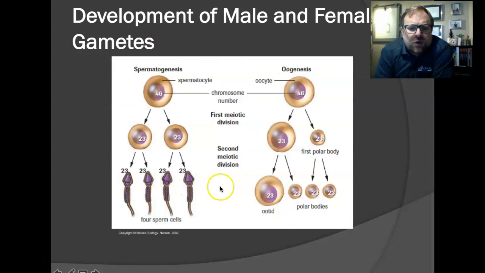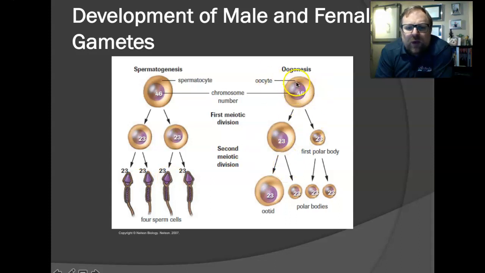So just to show you what this looks like, a spermatocyte will undergo its first meiotic division, the reductional division, reducing it from 23 pairs of chromosomes down to 23 chromosomes. And then it will undergo the second meiotic division to create a sperm cell that has 23 chromosomes in it that are not paired anymore.